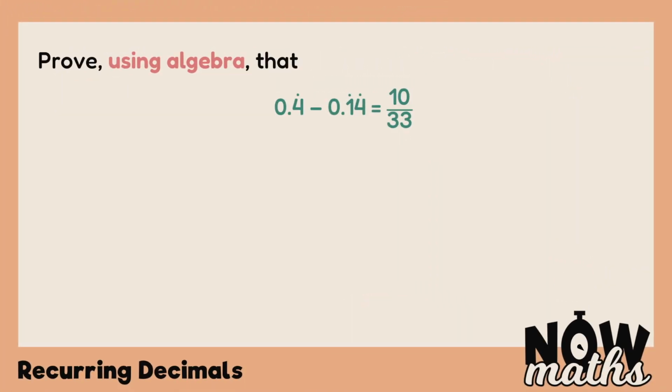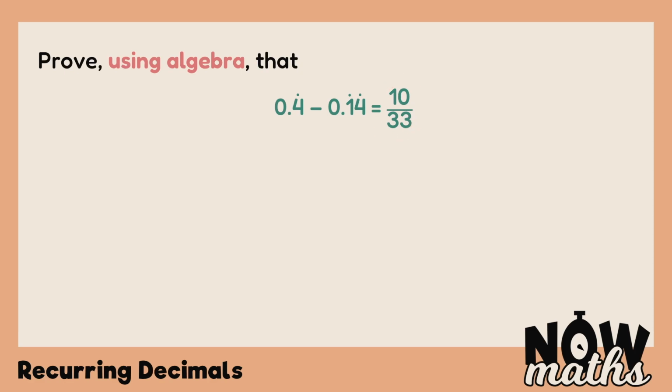Now for our final kind of question in this video, we're going to look at proving a false statement. So this question says we have to prove using algebra that 0.4 recurring subtract 0.14 recurring equals 10 over 33. In order to prove that this statement's true, we're going to begin by actually pretending we don't know the answer to 0.4 recurring subtract 0.14 recurring.